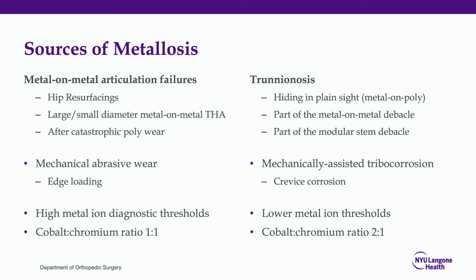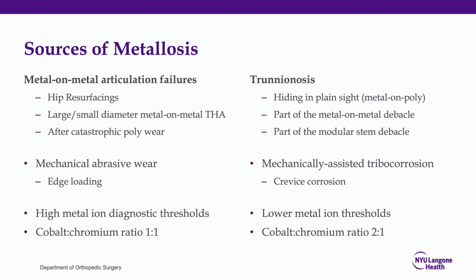There are a variety of sources of metallosis, and you need to understand them. Basically, you've got your metal-on-metal articulation failures, and then you've got your trunnion or taper corrosion problems. The metal-on-metal articulation failures initially, again, were hip resurfacings, although the same problem has been seen in both large and small diameter metal-on-metal total hip arthroplasty. And indeed, we've had a bigger problem with metal-on-metal total hip arthroplasty than with hip resurfacing, and probably that's because of a combination of metal-on-metal articulation failures and trunnion problems in the same patient.